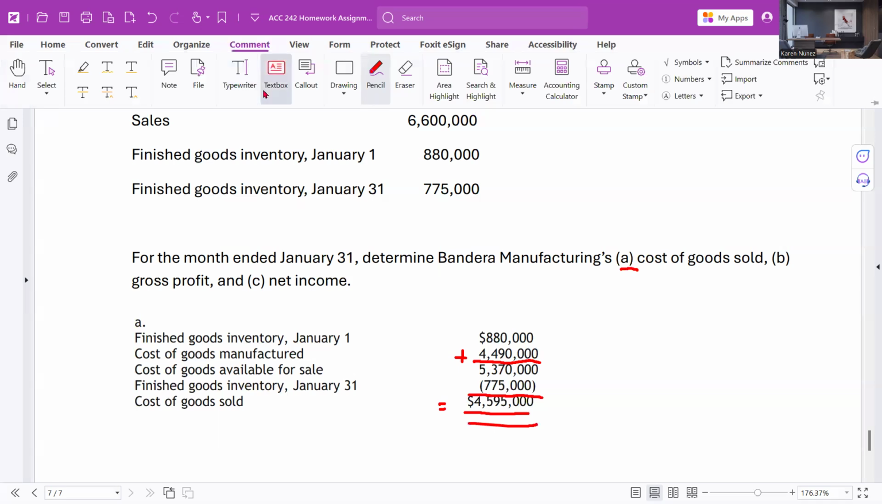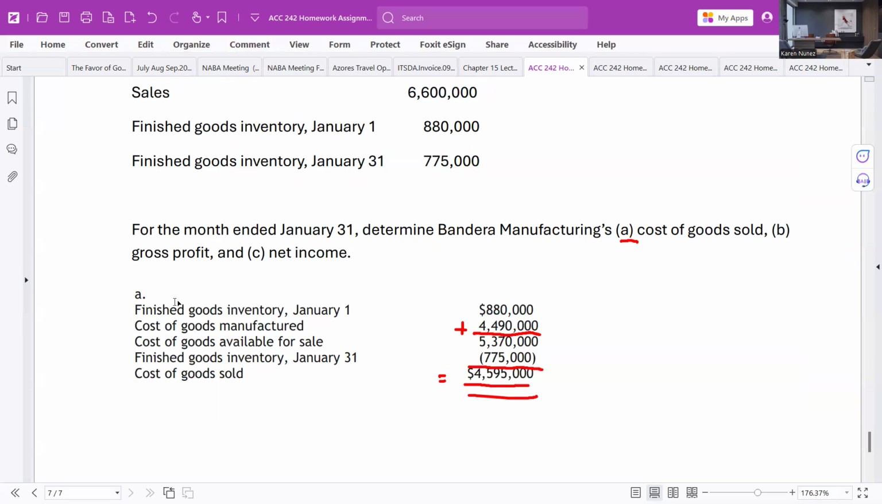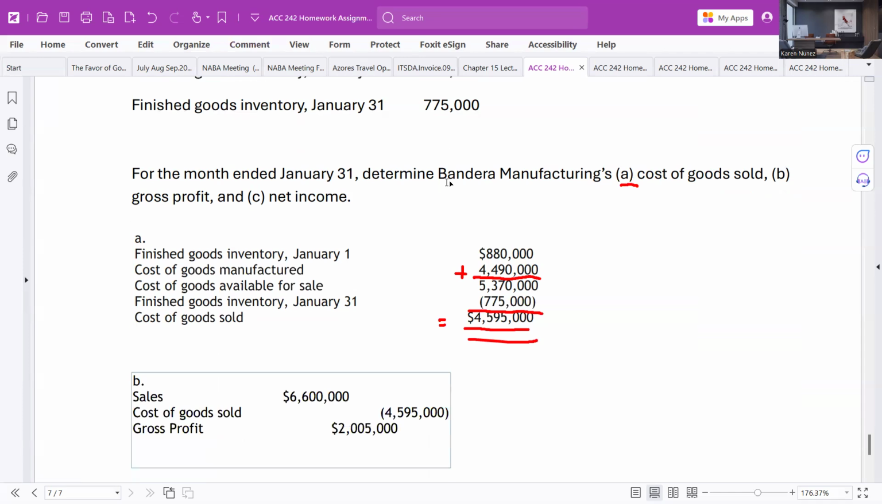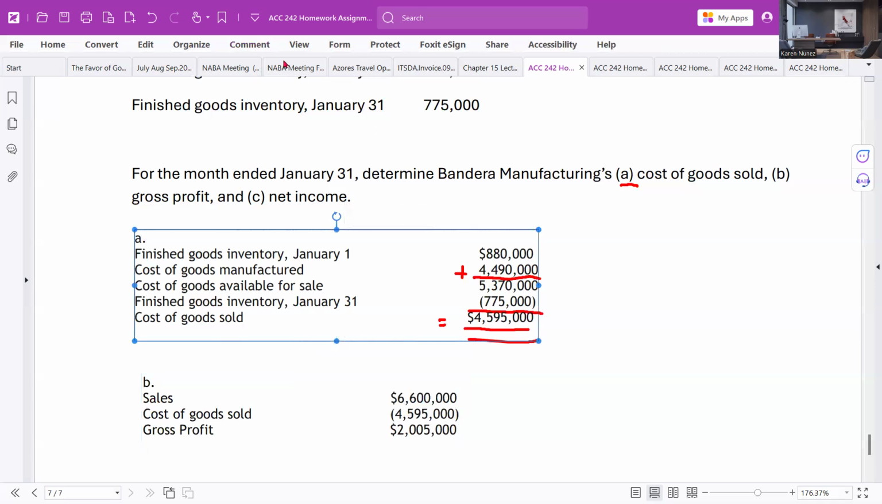That's fine because we need that on this income statement now in order to be able to calculate the gross profit. The gross profit is sales minus cost of goods sold. That's all it is. It's just the sales revenue minus the cost of goods sold. So in B, we're going to take that sales revenue that we're given, right, of 6.6 million, and we're going to subtract the cost of goods sold that we just calculated. So the sales minus the cost of goods sold will give us what we need. Sales minus cost of goods sold.